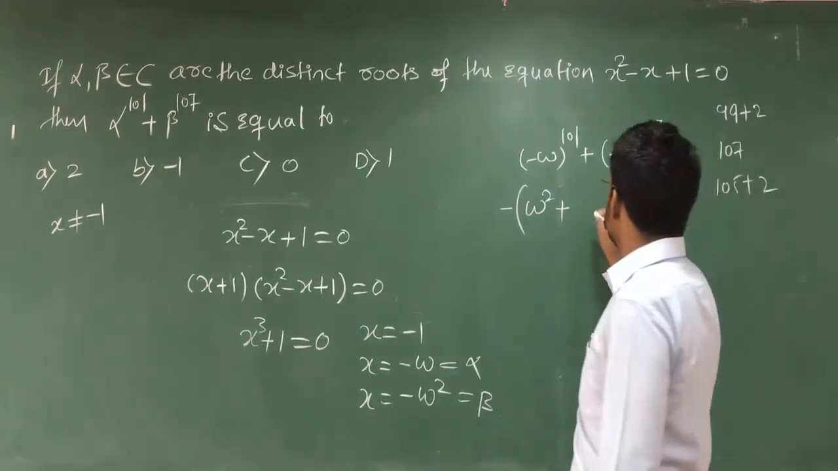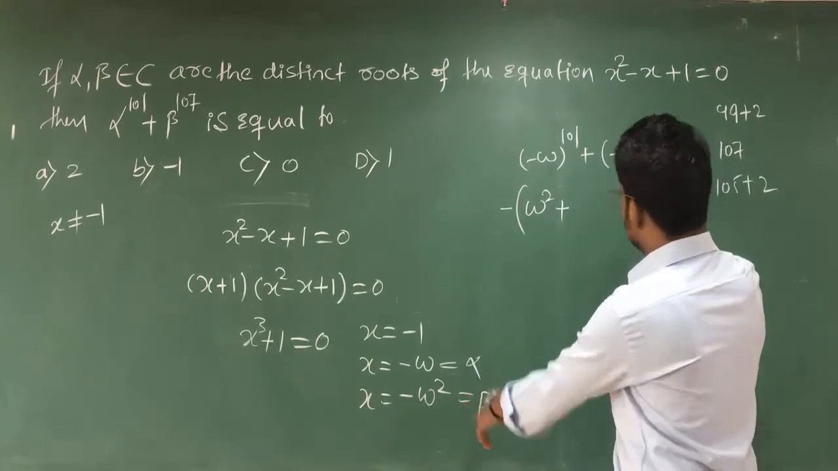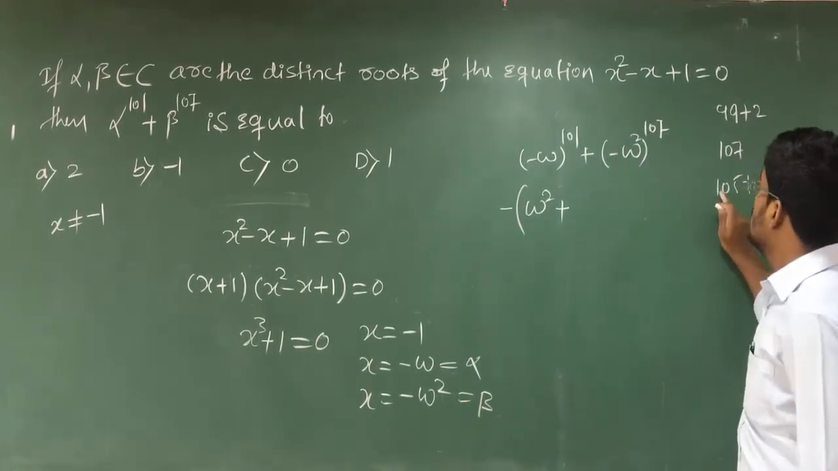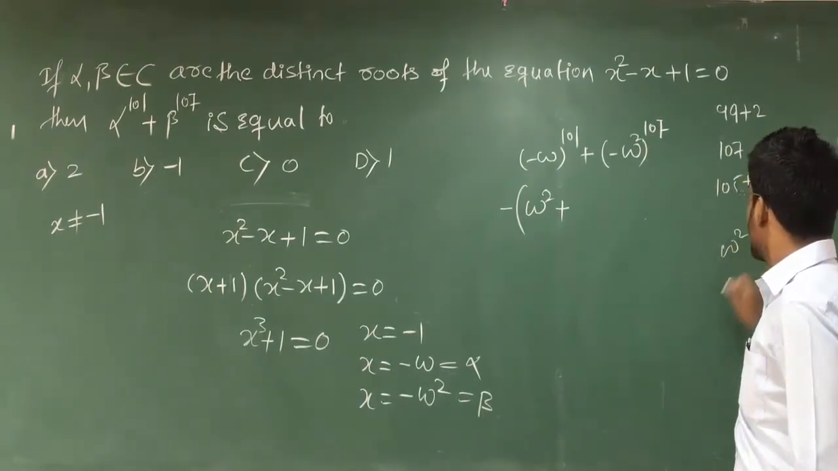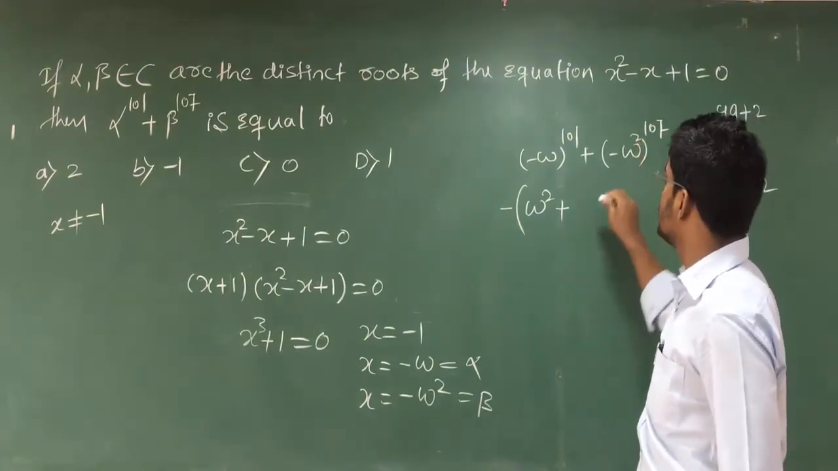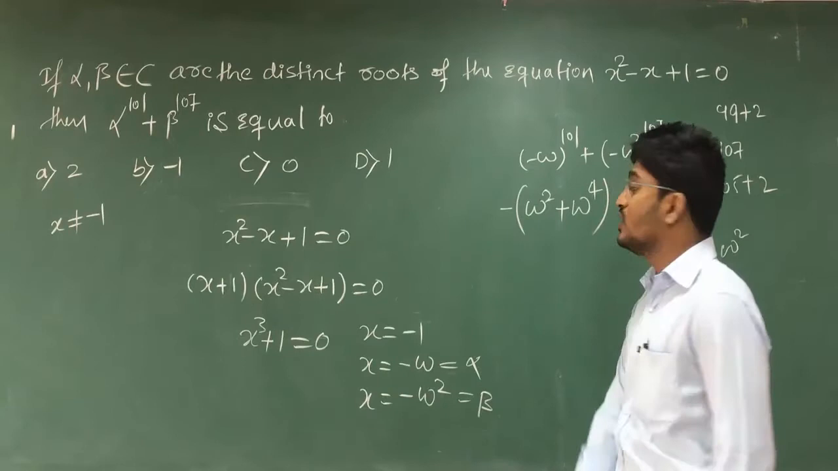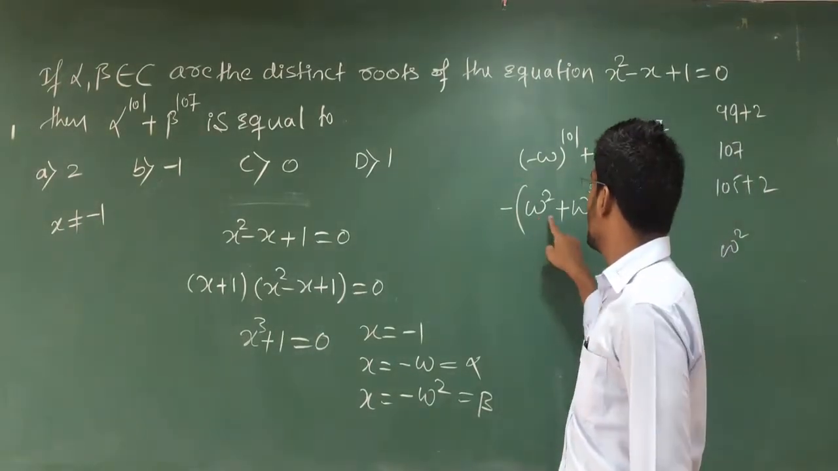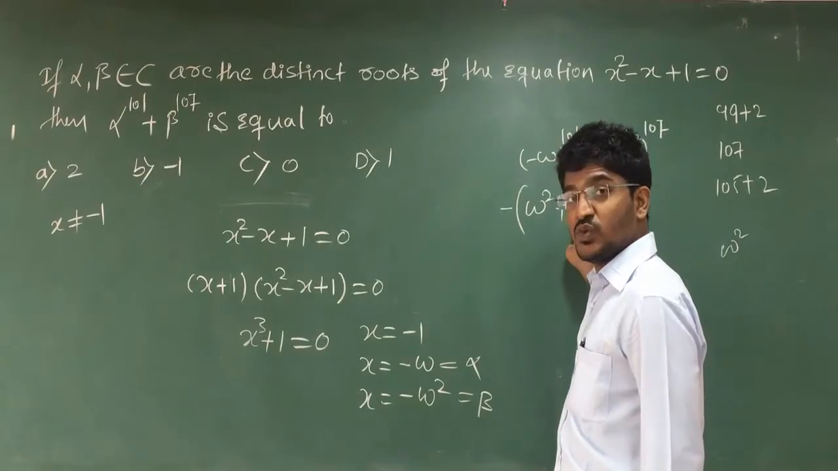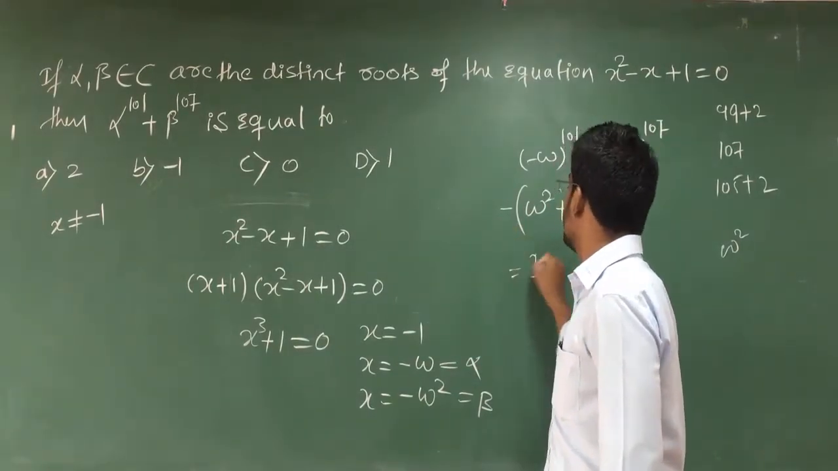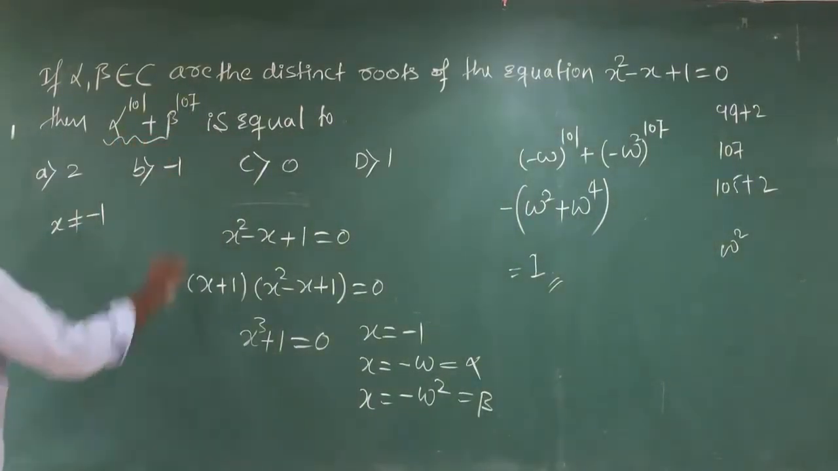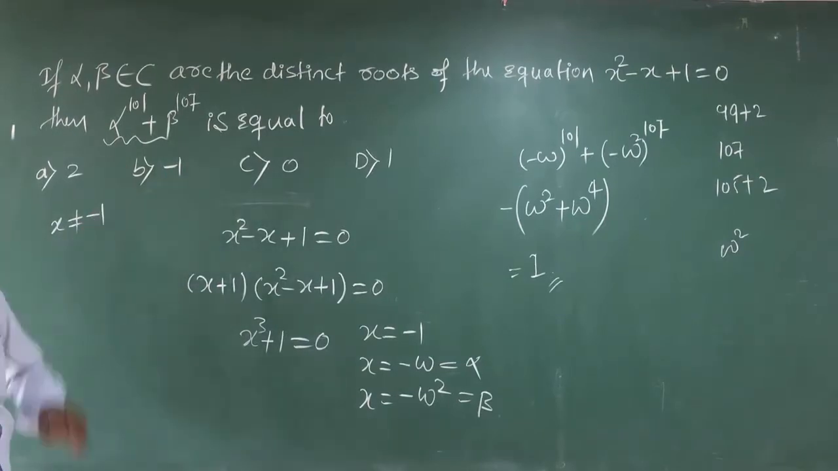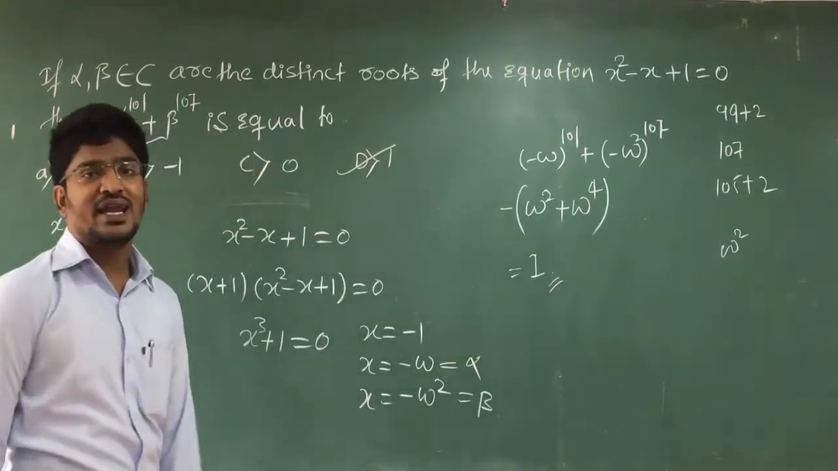So 3n plus 2 means, see here, you can write it as omega square. So now, this 107 can be written as 105 plus 2. That means it will be omega square. Already you have square here, so it will be omega to the power of 4. As you all know, omega square plus omega to the power of 4 will be -1. So minus into minus will be plus 1. Clear? So plus 1 will be the answer for alpha to the power of 101 plus beta to the power of 107. So option D will be the correct answer.